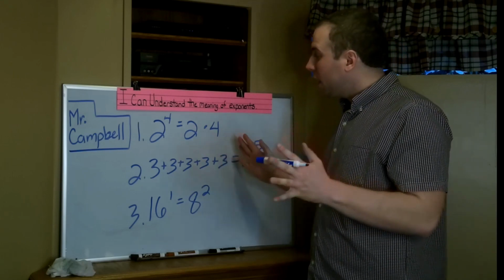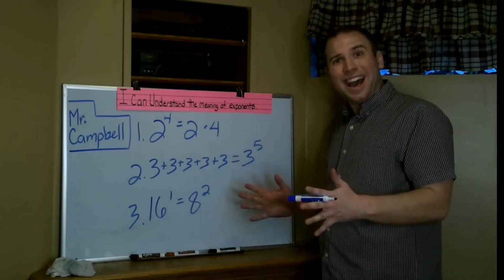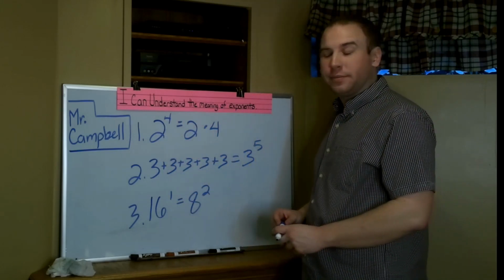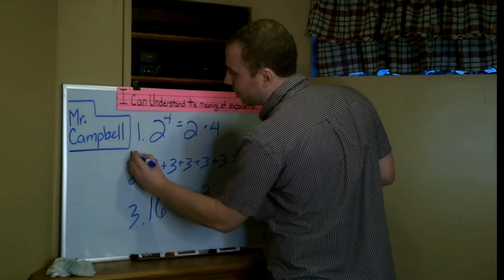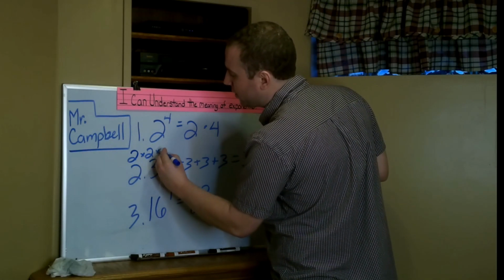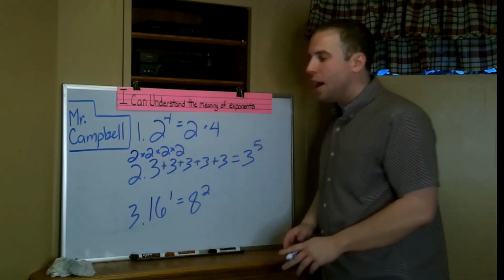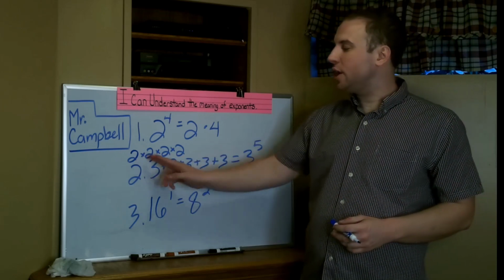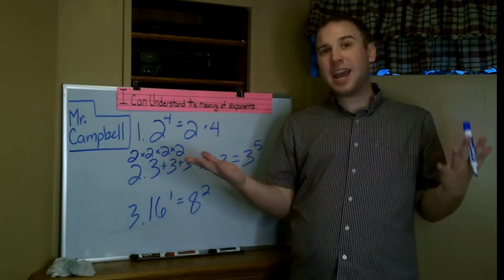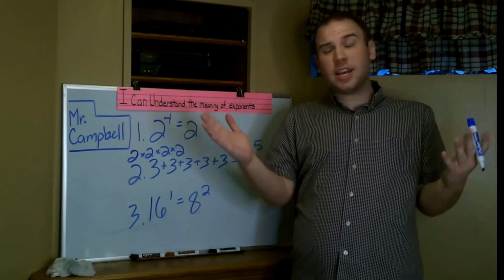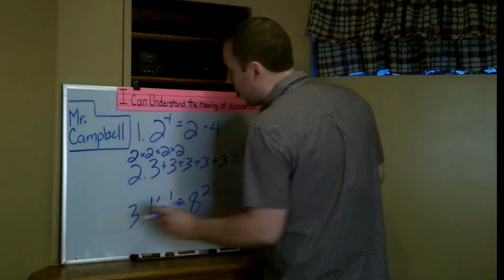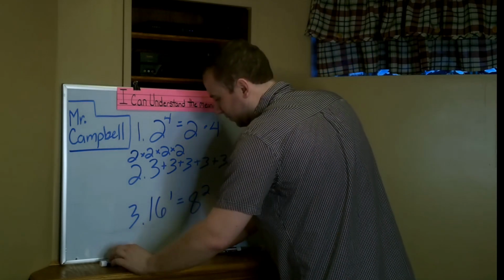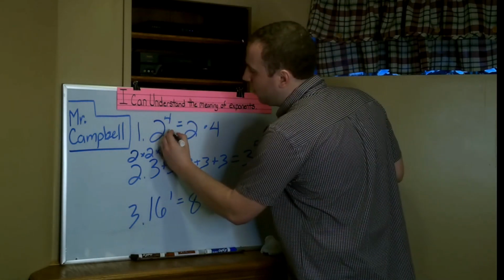Okay, let's go in and take a look now at whether or not these are true or false. 2 to the 4th power. Well, let's look here. If I were to expand this out, I would get 2 times 2 times 2 times 2. Well, 2 times 2 is 4, times 2 is 8, times 2 again is 16. So 2 to the 4th power would be 16.